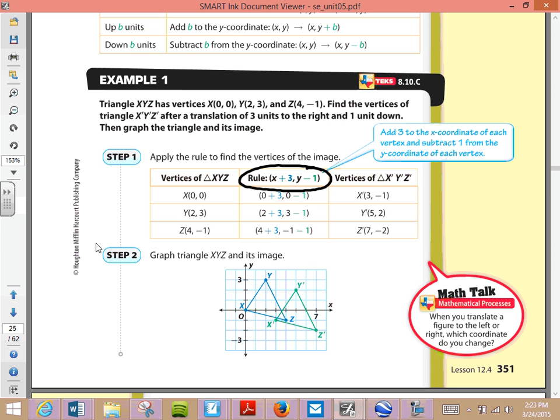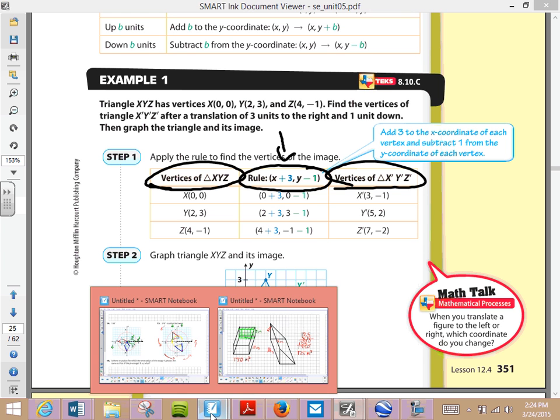You don't need it. I mean, you can, but you don't have to. You know that if it says go up, you add to the y. If it says go down, you subtract from the y. If it's saying go right, you add to the x. If it's saying go left, you subtract from the x. That's all it means. So you have your original vertices, the rule, which is whatever you're doing to them, or the command, what I call it, and then the final ones, which are the prime ones, right?